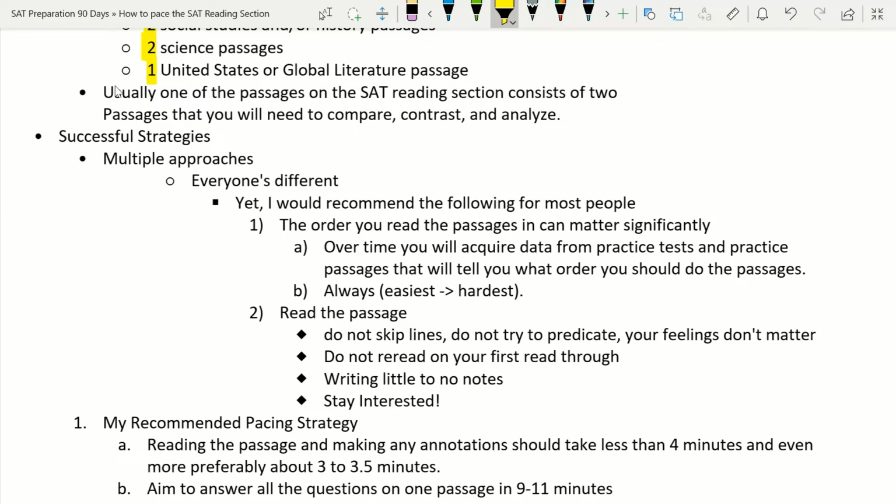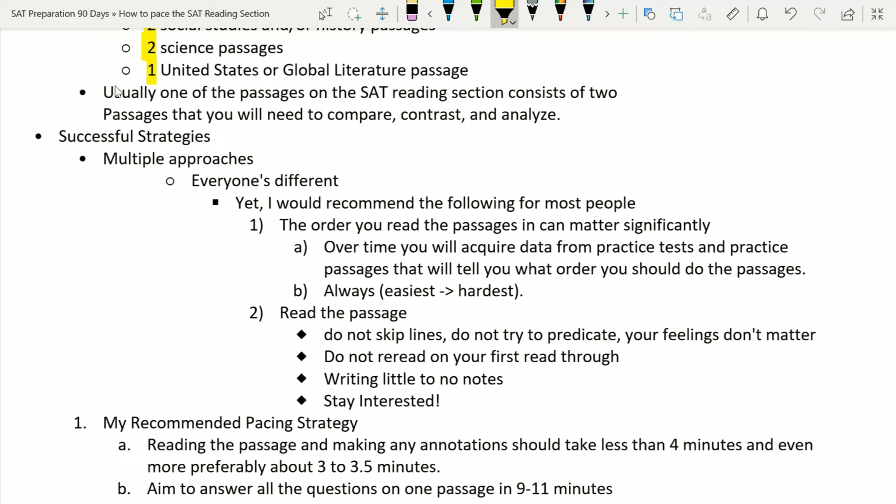Now, I'm not going to dive into question types today or anything, but what I am going to do is give a general overview of an approach that I recommend and how that intertwines itself with how you pace for the SAT. So in order to understand how you're going to pace for the SAT, you also have to understand how I would recommend approaching the reading section.